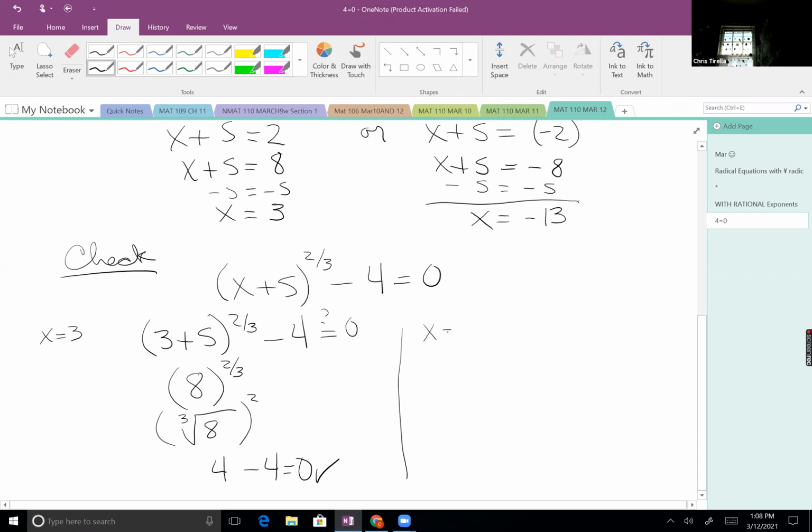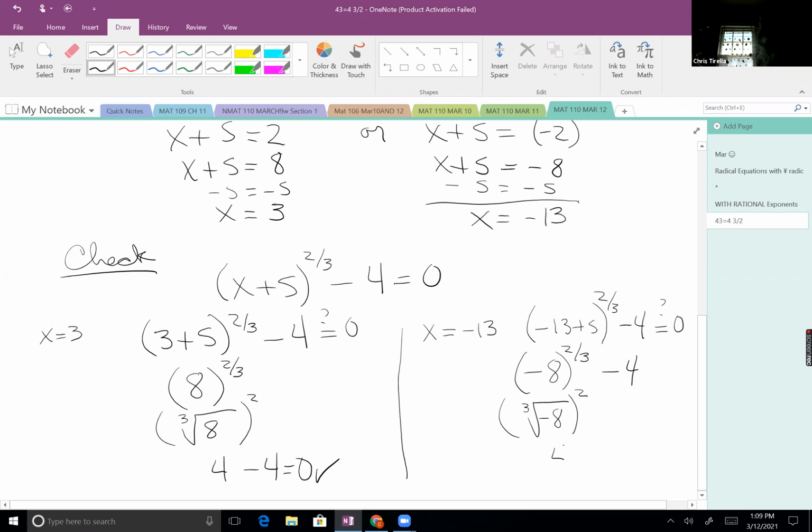Now if I check when x equals negative 13, I get (-13 + 5)^(2/3) - 4. I want to know, does that equal 0? Well, that's (-8)^(2/3) - 4, or the cube root of negative 8, which is negative 2, squared, which would be 4, minus 4 equals 0. And here they both check.